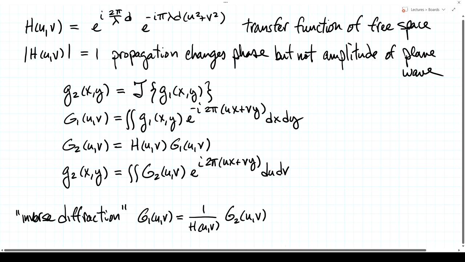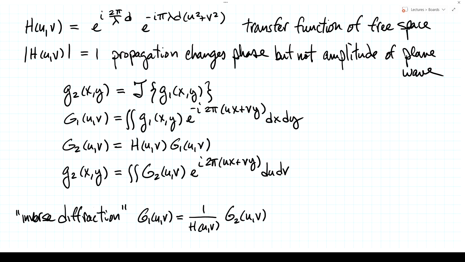And because H of U and V has a magnitude 1 everywhere, it doesn't disappear, it doesn't go to 0 for any U and V, this 1 over H of U and V is well-defined for all U and V, and so this is a well-defined operation. And in fact, what would be 1 over H of U and V? What would be the transfer function, we could say, for inverse diffraction from going to the output back to the input?